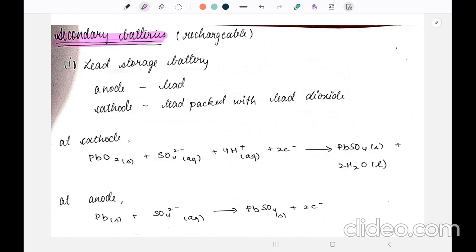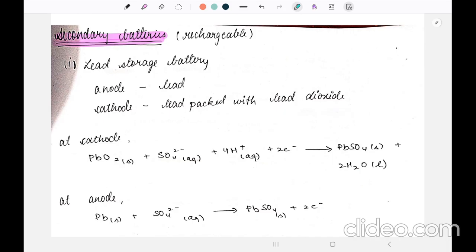So a secondary cell after one use can be recharged by passing current through it in the opposite way. A good secondary cell can undergo a large number of charging cycles and the reverse cycles as well. So the well-known example is a lead storage battery. So a lead storage battery consists of lead anode and a grid of lead packed with lead dioxide as cathode. A 38% solution of sulfuric acid acts as an electrolyte.